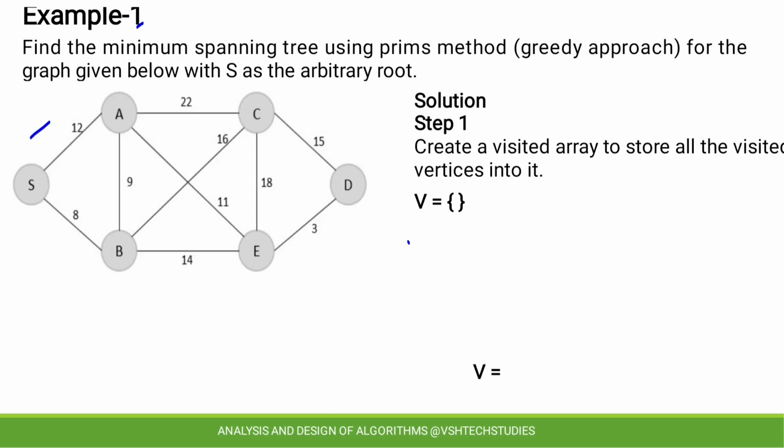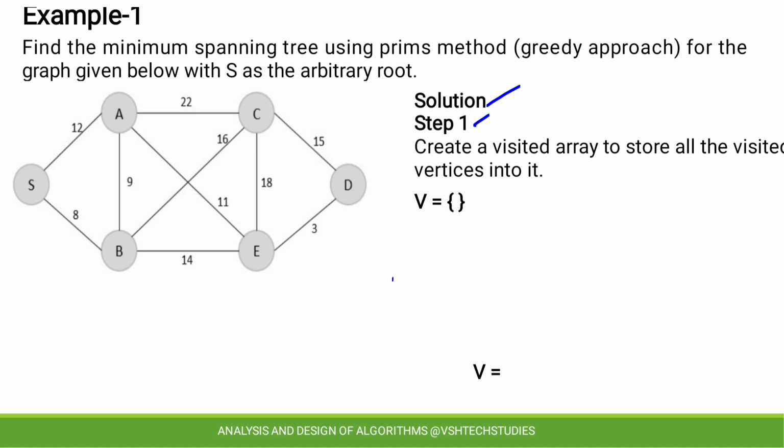So the example problem is taken here. For that we have to find minimum cost spanning tree using Prim's method with greedy approach for the graph given here, with S as the arbitrary root, means we have to start with this S vertex. Okay, let's see the solution.